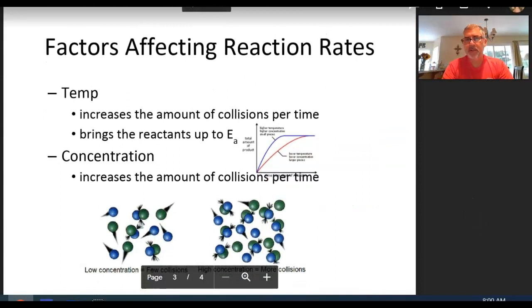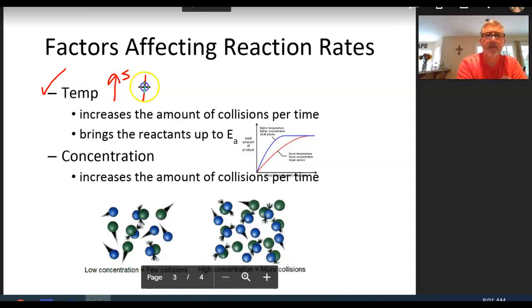So factors affecting reaction rates: temperature. So some of these make sense. Why does cooking work? Well, cooking works because we raise the temperature and we give each collision more kinetic energy. So temperature increases kinetic energy, right? It gets us over that reaction barrier. Increases the amount of collisions per time, and each collision has more energy. We have concentration, which simply just increases the amount of collisions per time.